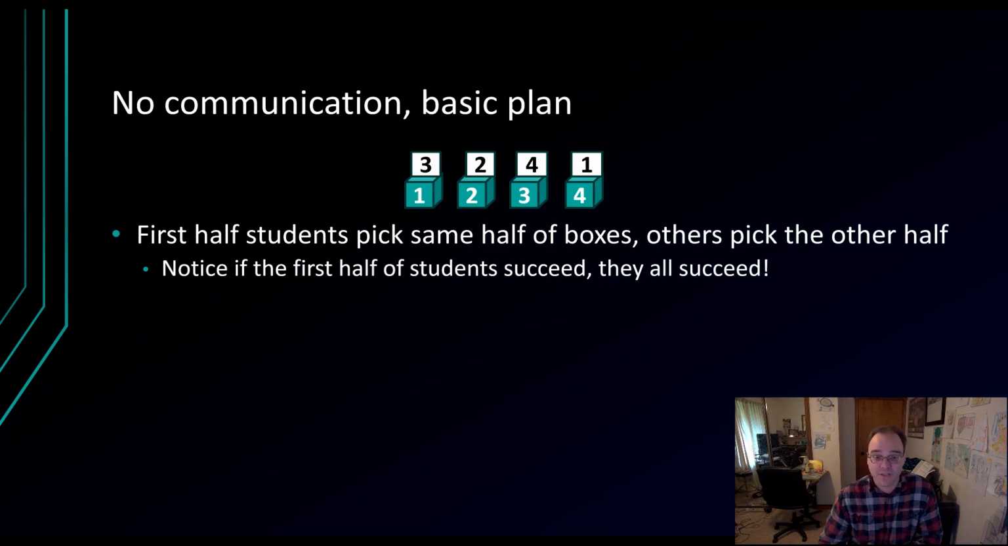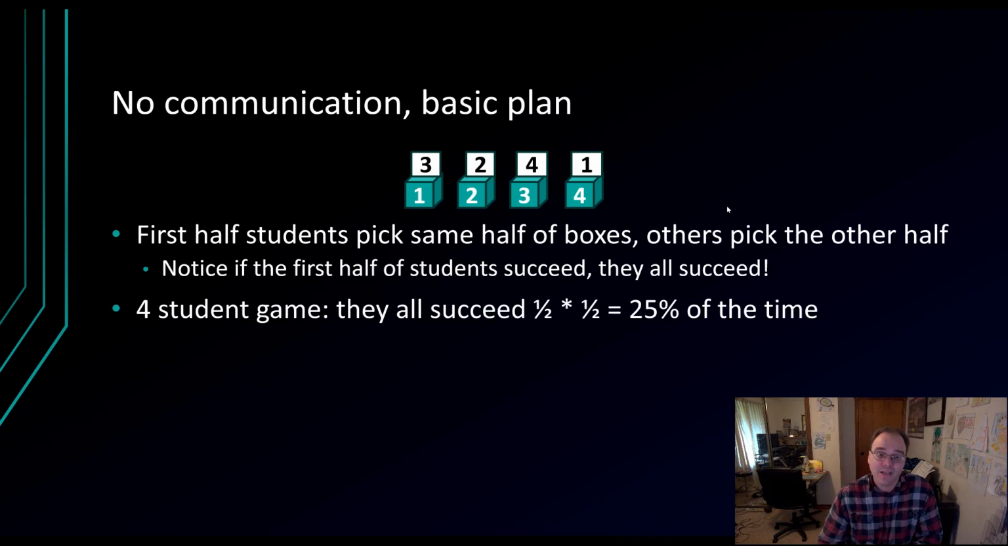Okay, what does this do for us? Well, in the 4-student game, they all succeed if the first two students succeed. So 1/2 times 1/2 is 25% of the time. That's a decent bit better for winning $10,000 than 6.25%. I'd much rather have a 1 in 4 chance of winning $10,000 than 1 in 16. Like 1 in 4 seems like I might be able to press that luck. Maybe. Probably still going to lose, but whatever.